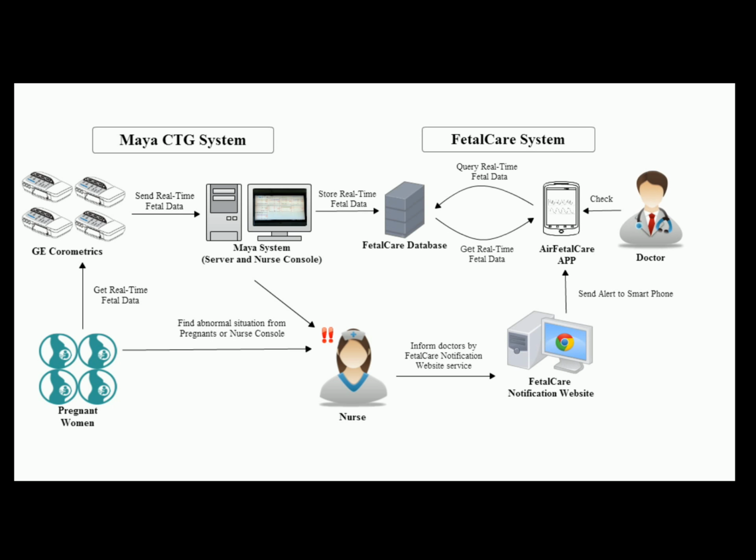The FetalCare system consists of three components: notification website, FetalCare app, and FetalCare database. With this system, as an abnormal event is observed, nurses can use the notification website to send an alert message to the attending doctors. After the doctors receive the message from the FetalCare app, they can use this app to retrieve the real-time waveform information of FHR and UA. The FetalCare database is responsible for backing up the data in the Maya system. The waveform information can be retrieved from the FetalCare database and later sent to smartphones.